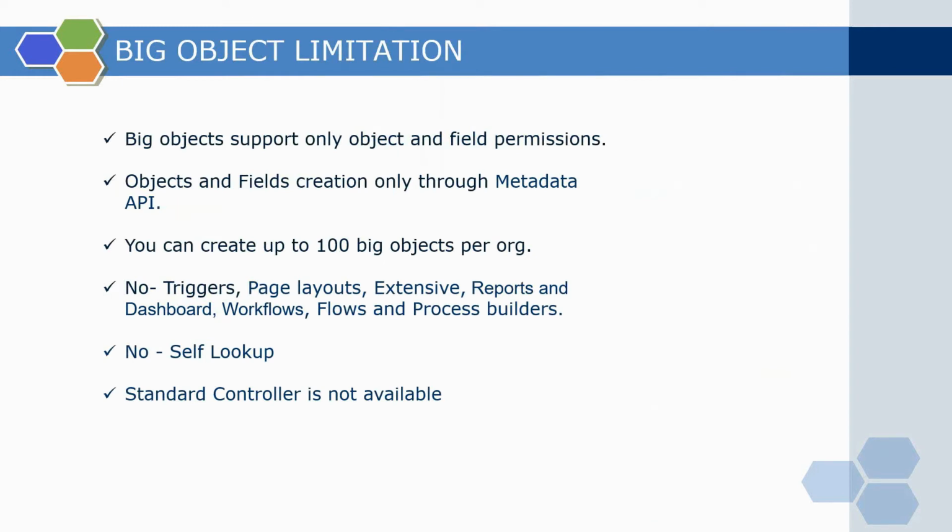So a very basic limitation is you cannot apply any sharing rule on a big object. Another is you cannot create a big object from the standard UI. In order to create a big object, we need some kind of API, which we will be seeing soon. There is an org limit as well. We can create only 100 big objects per org. And big objects don't support self lookup. You cannot create a self lookup here. They don't support triggers, page layouts, reports, dashboards, or Process Builder. So these are the big limitations at present.